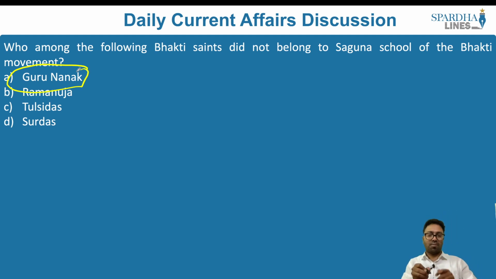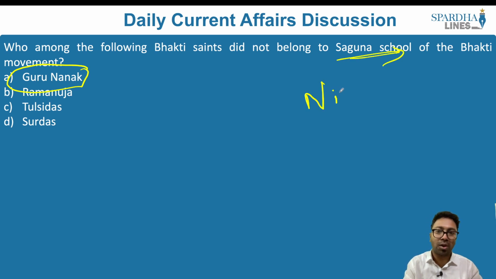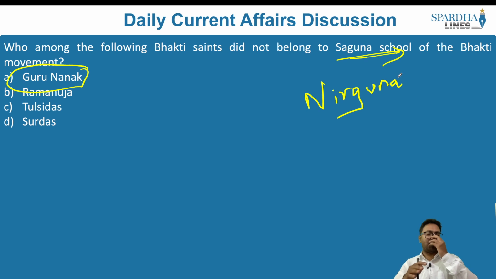When it comes to the Bhakti movement, there are two schools of thought. One is the Saguna school of thought. The other is Nirguna. What is the difference between Saguna and Nirguna? When we speak about Saguna, what exactly happens? You have a personal deity. For example, if you ask me who is your favorite god or who is your personal god that you like, I would say Rama, Krishna, Lord Shiva, Lord Ganesha, Ayyappa, and so on.